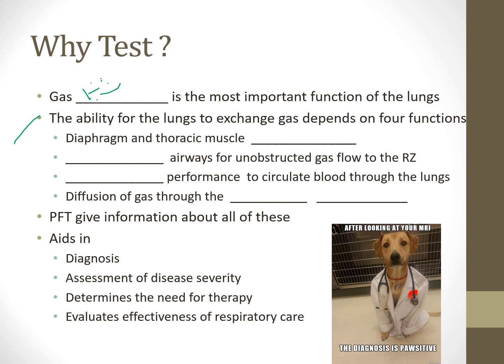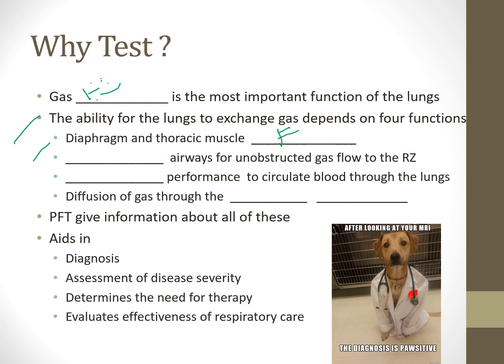When we're looking at this, this is the second bullet point here: the ability for lungs to exchange gas depends on four functions, right? So when we're doing PFTs, we can look at different parts of these functions. One of the first ones that we'll see here is diaphragmatic and thoracic muscle function, right? If someone has a neuromuscular issue like ALS or SMA or Guillain-Barré or myasthenia gravis, I want to know how strong that diaphragm is. I want to know if they have the ability to take a deep breath in and cough. I want to know if they have the ability to breathe normally without working hard. I want to know if that diaphragm is functional. If someone's on a ventilator, how do I know if someone's diaphragm is strong enough to take them off?